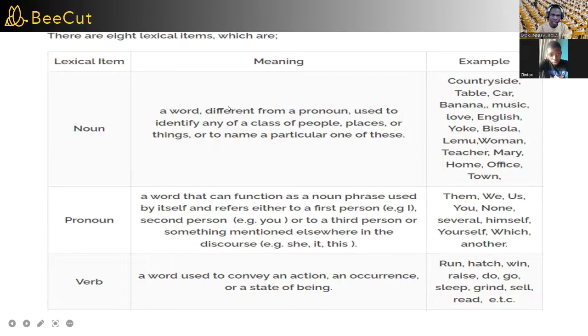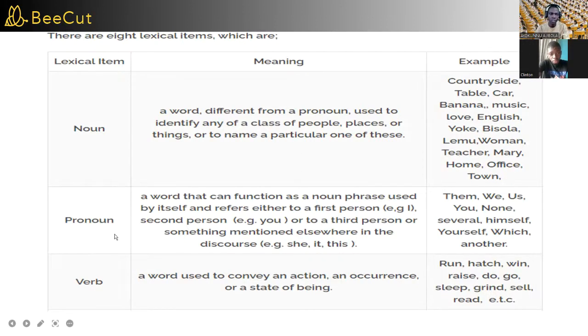So we have a noun. A noun is a word that is used to name somebody. A word different from a pronoun, used to identify any class of people, a place, things, or to name a particular one of these. Examples are table, chair, countryside, banana, music, love, English, joke, venue, woman, teacher, Mary, home, office, town, and so on. So these are words that are used to name a particular situation, or name a particular place, or name a particular thing.